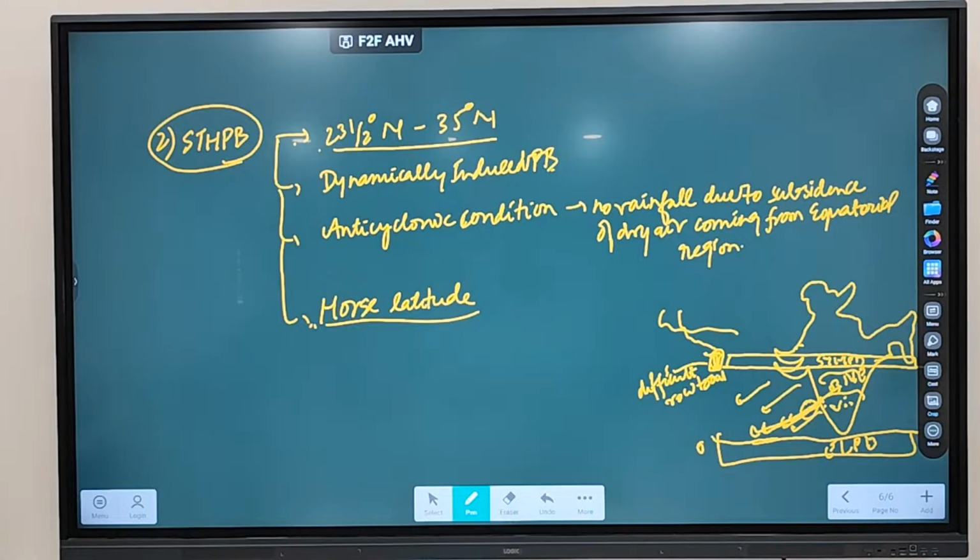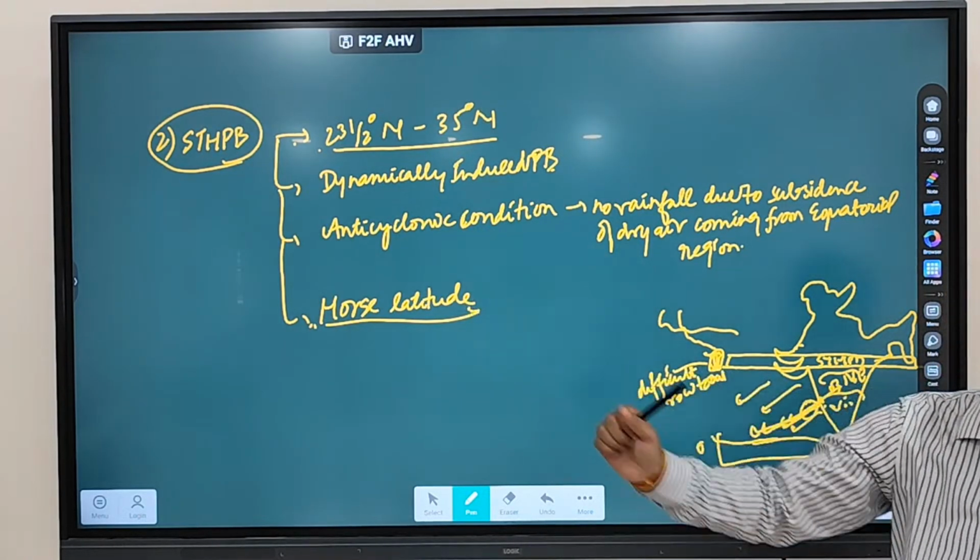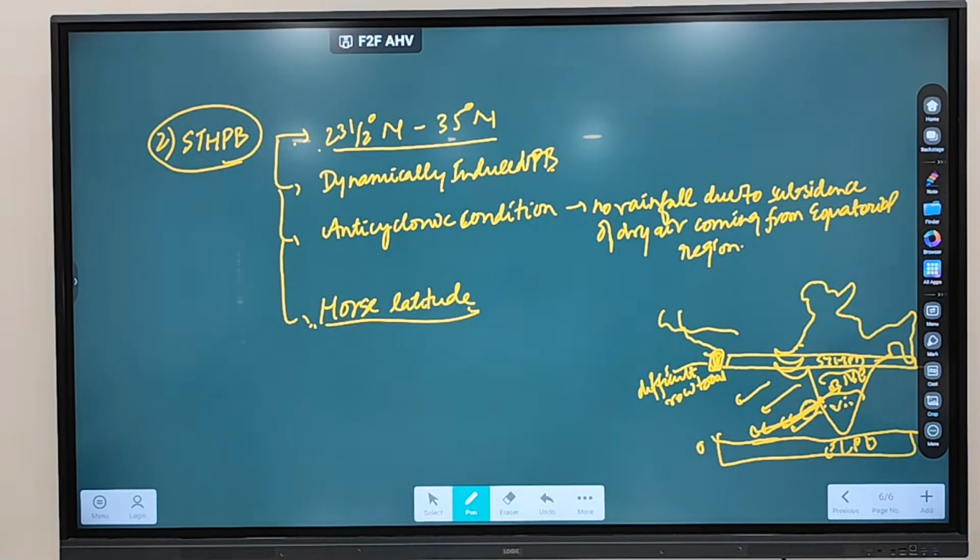This allows them to move and do the trading, and that's why this region is referred to as the horse latitude, because horses used to be thrown into the water and then brought back onto the boats. Clear? So that's why this region is also referred to as the horse latitude region. Fine?